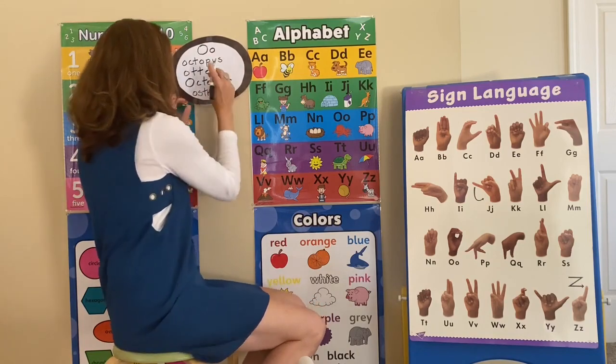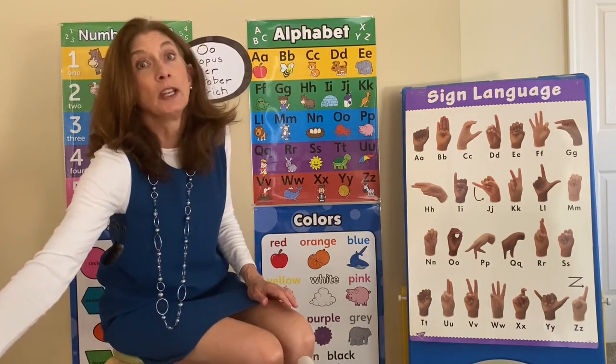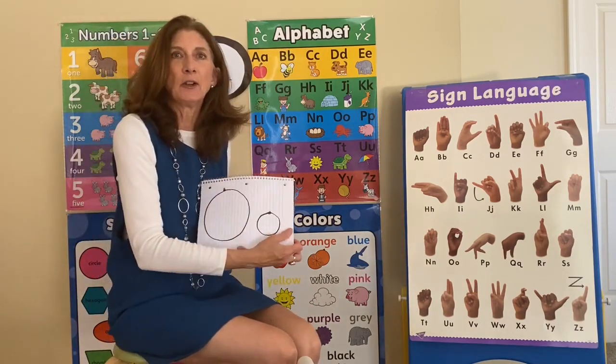Now we have a few words that start with the ah sound. Now next, we're going to rainbow write. Here's the letter O.